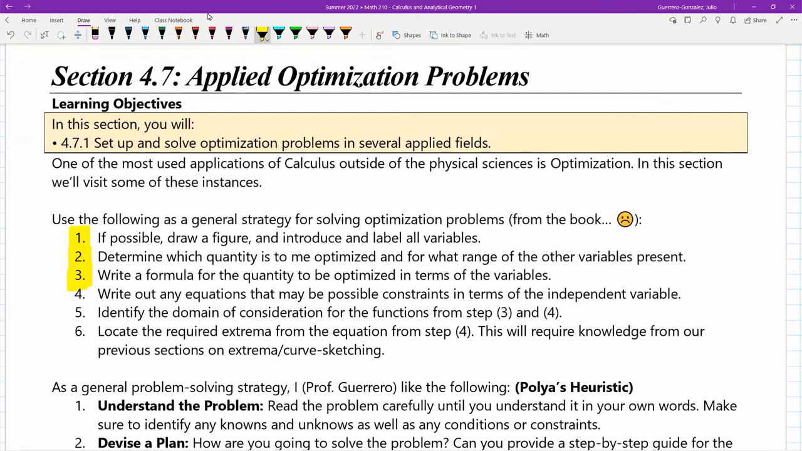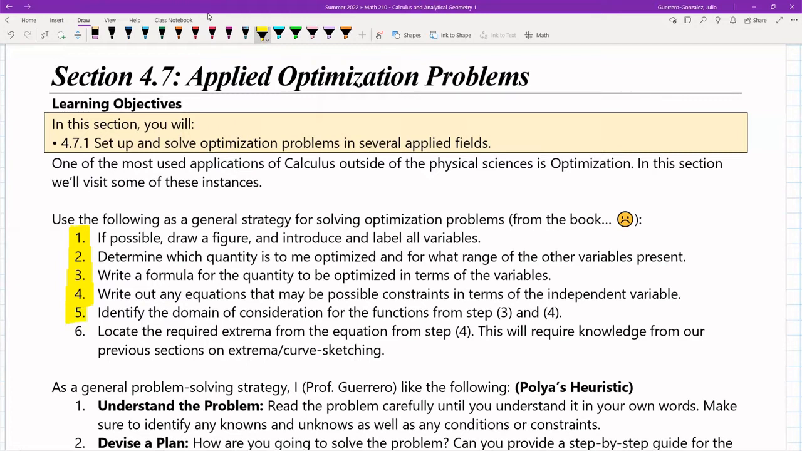Step 4, write out any equations that may be possible constraints in terms of the independent variable. What I mean by this is, since we're optimizing, we're trying to find the maximum or the minimum of something, there is going to be something constraining in our problem. So we're going to have like an infinite amount of something, but only a finite amount of something else. Make sure you can identify those, and write out any of the equations for them that may be possible constraints in terms of those independent variables.